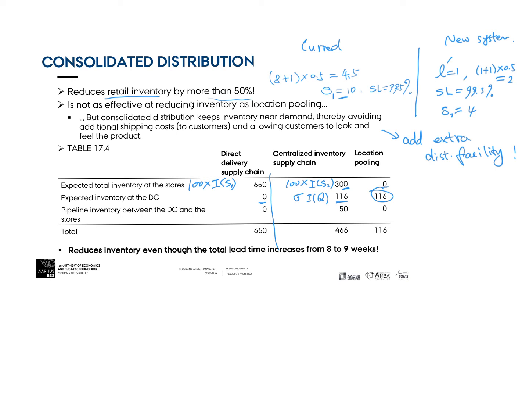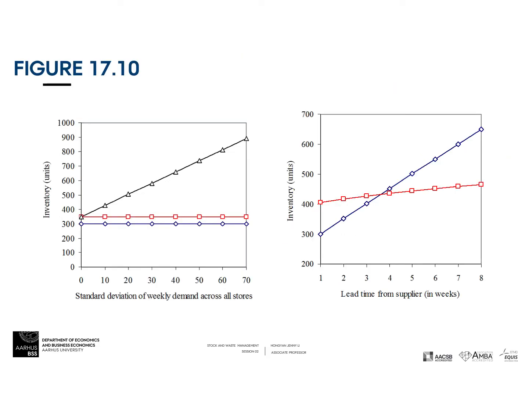If we only compare the direct delivery and the centralized distribution center, then we can see adding one centralized distribution center still actually reduces the average inventory, from 650 to 466, although now the lead time actually is longer than the previous 8 weeks. Here we actually have two figures. One is 17.10, one is actually 17.11, so that's two different figures.